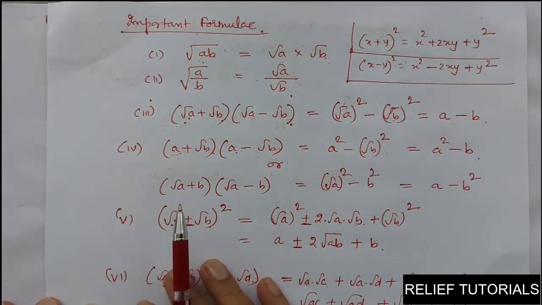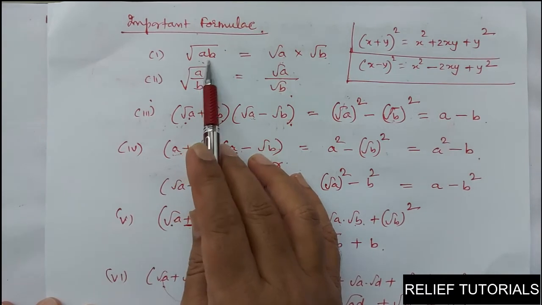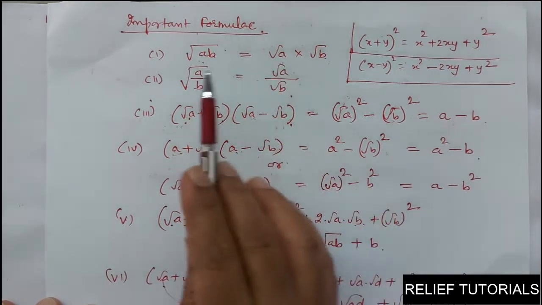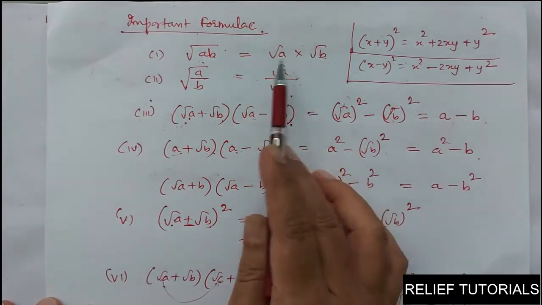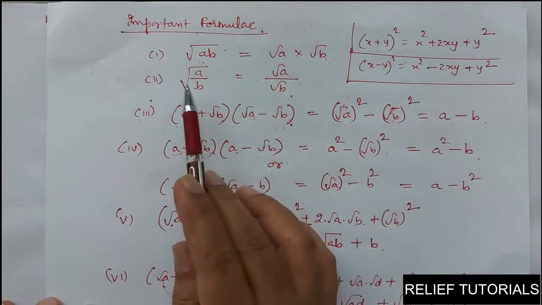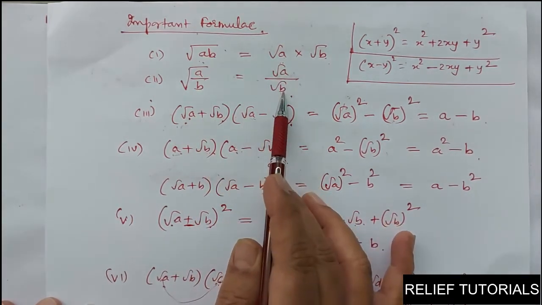Yesterday we have discussed some important formulae, so I am going to recap them. Root AB is equal to root A into root B. So if there is a product of two numbers, you can give separate roots to both the numbers and write the product. Here A upon B is a division, so you can give root to both the numbers.